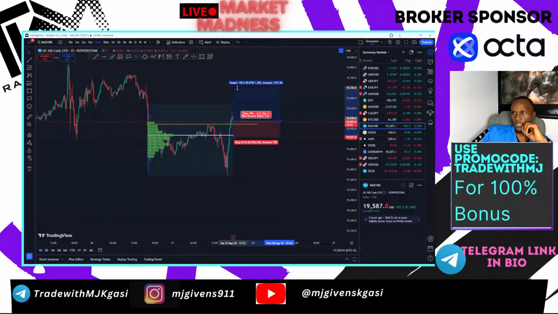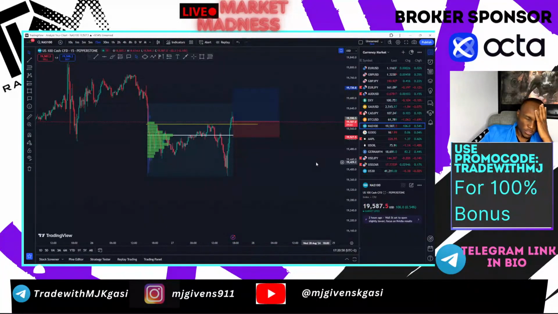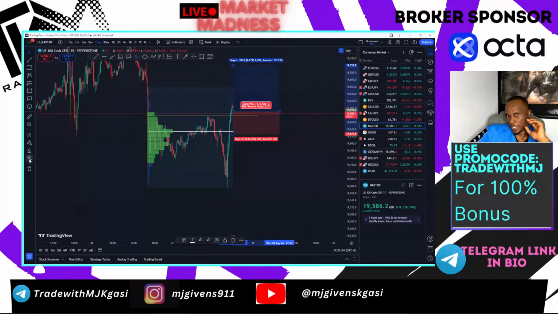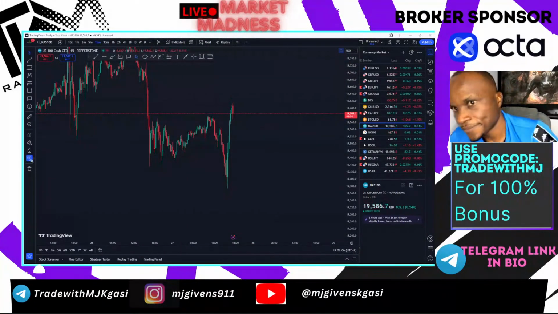TP around 19,720. But remember, again, we need to see how this candle closes, and how we're going to form a new one. We don't just enter it like this. Let's wait and see.